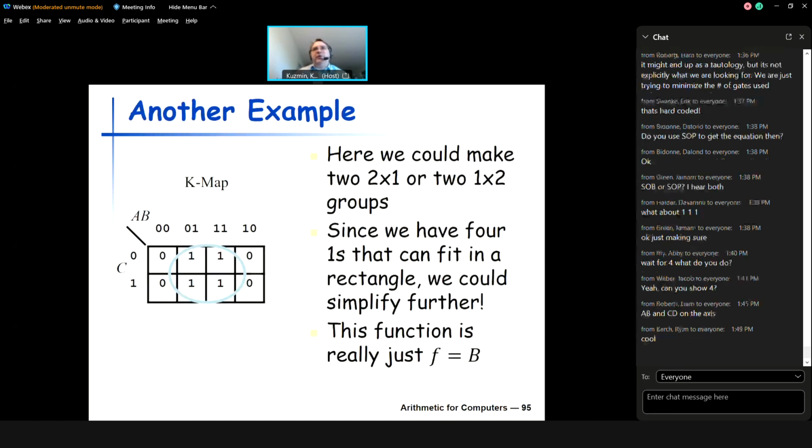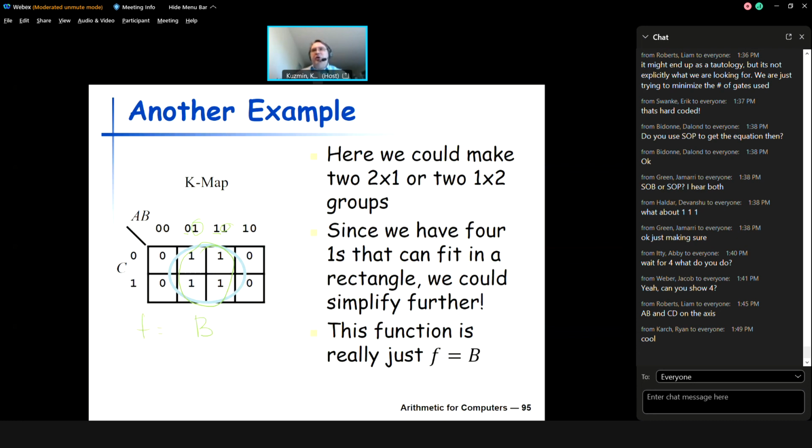And another example, this one is easy, right? Here we were able to circle 4, and now we can actually do the formula, right? So C changes, so it doesn't matter. And then A changes, so that doesn't matter. And B is at 1 for both cases, so this is just B, okay? So we were able to eliminate 2 variables out of 3 for this formula.